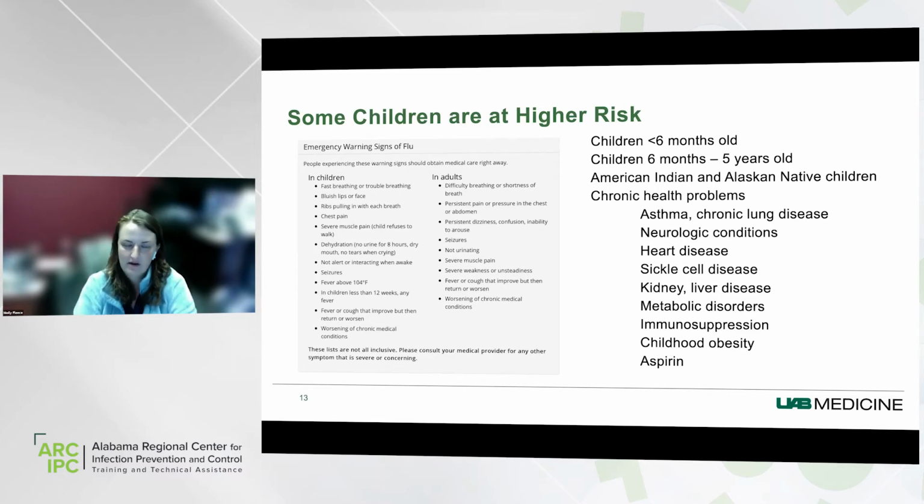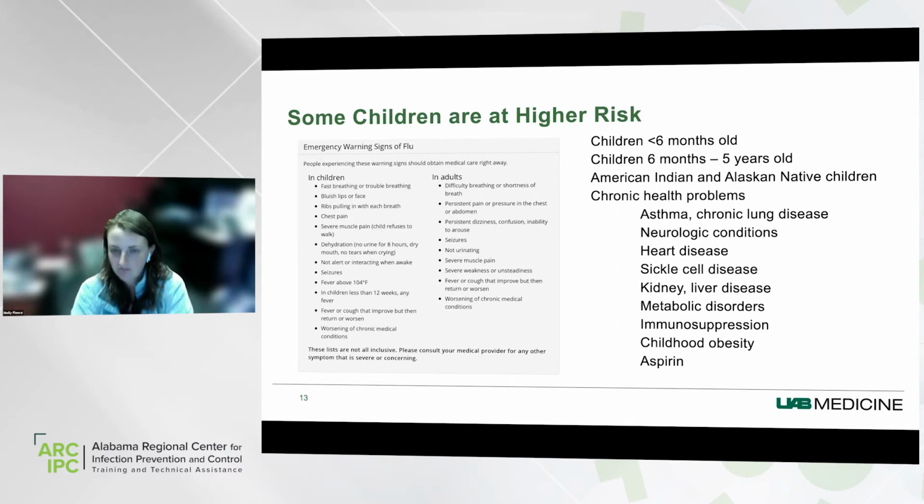The kids we worry about as being higher risk are basically anyone less than 5 years old, but certainly less than 6 months. There is a signal in American Indian and Alaskan Native children that they are at higher risk of complications. And then those with chronic underlying medical or health problems. And these make sense. Kids with asthma or other underlying chronic lung disease have a lower threshold to tip over into severe illness if they were to get sick.